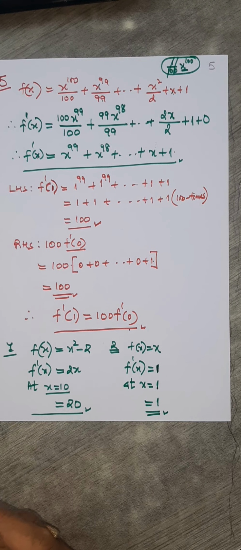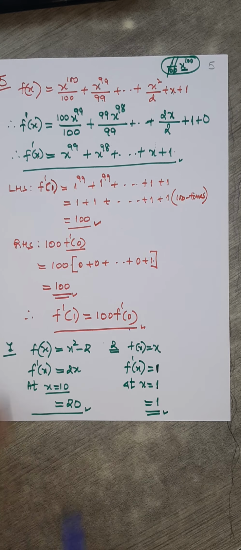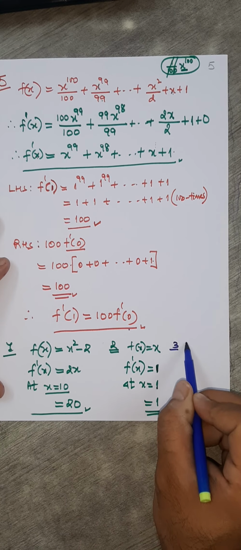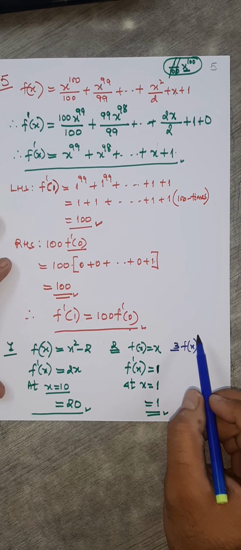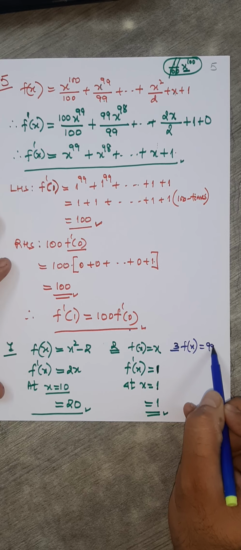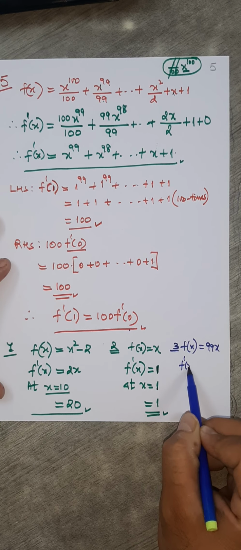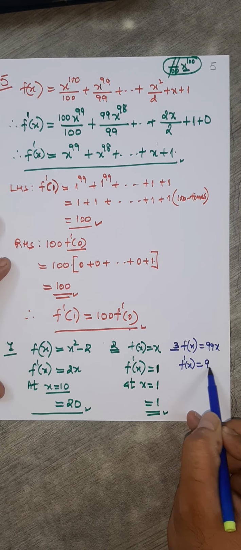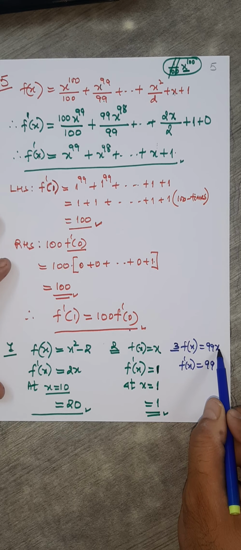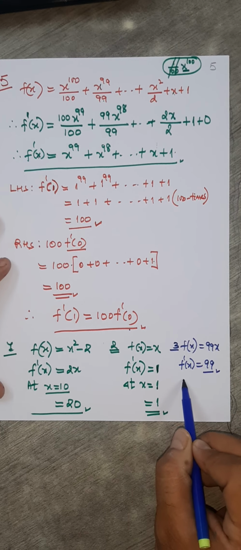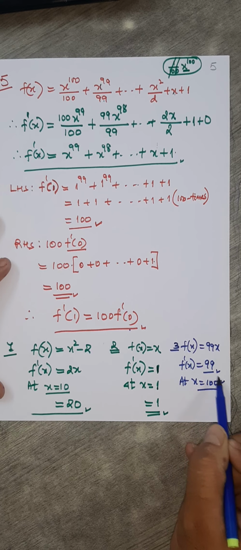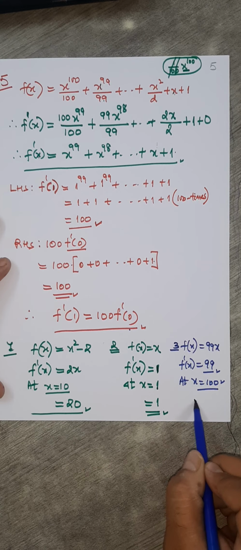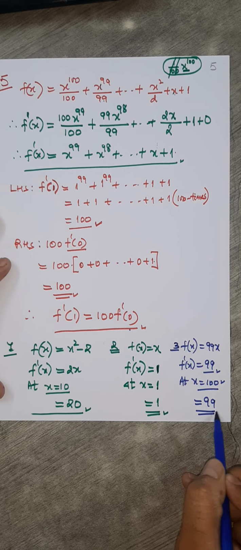Third sub question, there you are given f(x) equals which function? 99x. So differentiate it. What is f dash x? 99. Differentiation of x with respect to x is 1. Now you are asked at x equals 100. This is not important because this is a constant. So the answer will be 99 only.